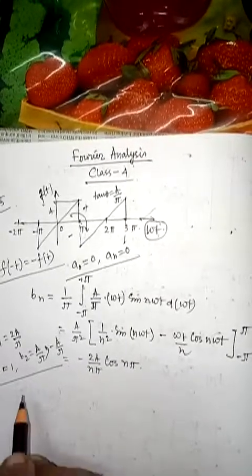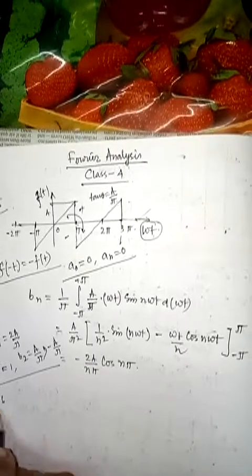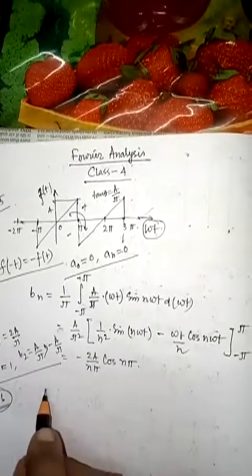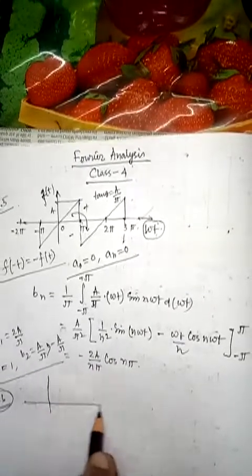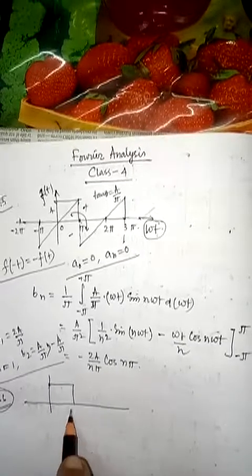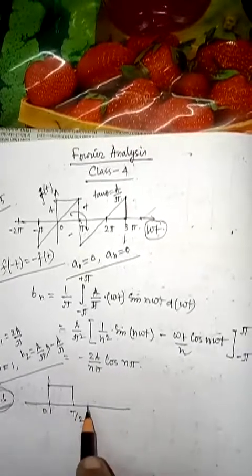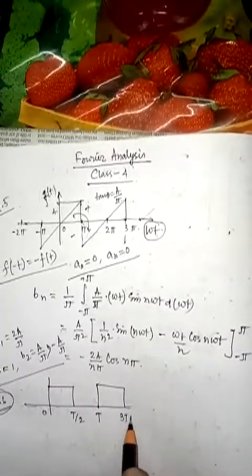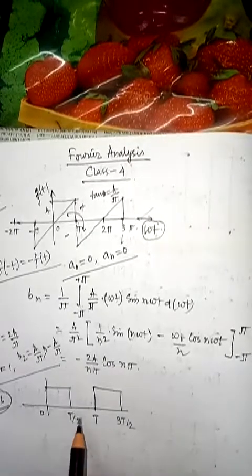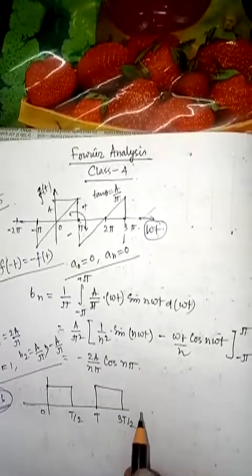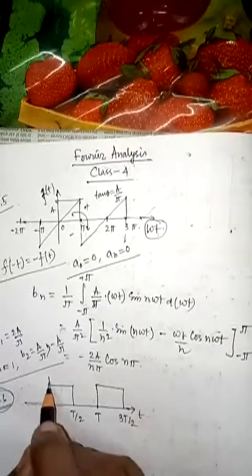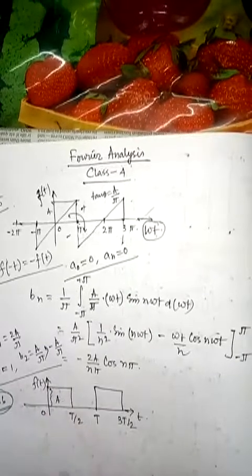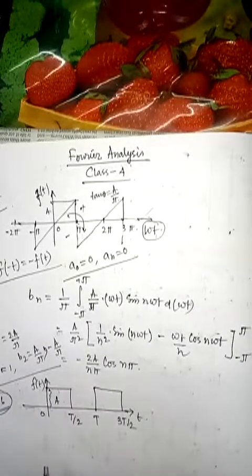Another problem you can have is question number 6. Here it is given a particular pulse train like this. Here it is T by 2 to 0, here it is T to 3T by 2, and this particular scale is obviously T, and that is f of t. The amplitude is given as a. So how to solve it?